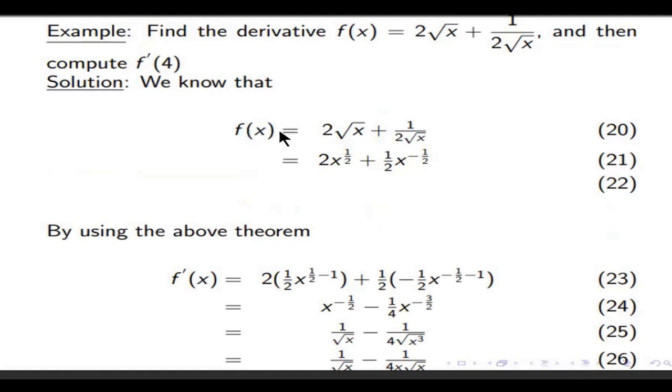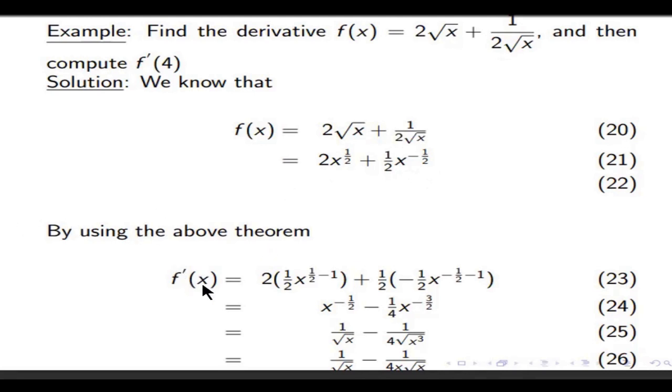Solution, we know that f of x is equal to this one. Already it's given: 2 times root x plus 1 over 2 root x, which is equal to 2 times x to the power of 1 over 2 plus 1 over 2 times x to the power of negative 1 over 2. This root x is x to the power of 1 over 2, and here the radical x goes to the denominator so it becomes negative power. The 1 over 2 is there because it is a fraction. The 2 stays as it is by using the constant multiplication property.